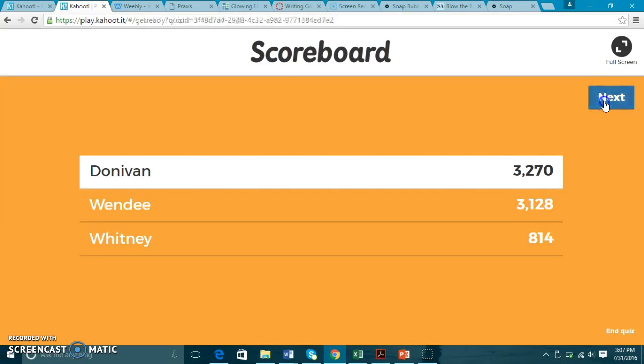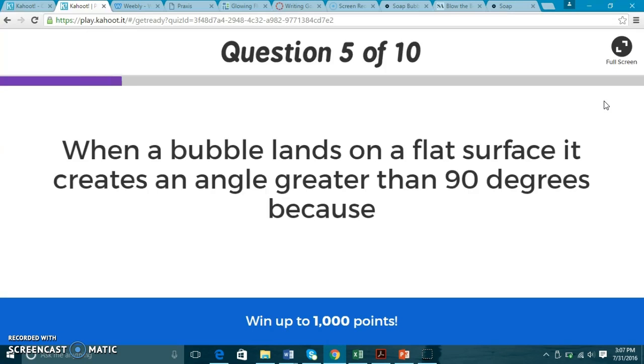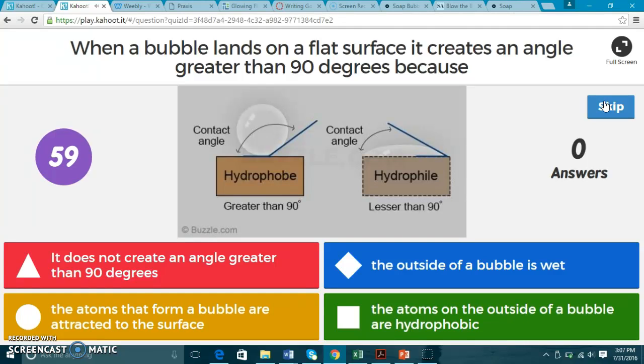There's the leaderboard. Next, when a bubble lands on a flat surface, it creates an angle greater than 90 degrees because, red, it does not create an angle greater than 90 degrees. Blue, the outside of a bubble is wet. Yellow, the atoms that form a bubble are attracted to the surface. Or green, the atoms on the outside of a bubble are hydrophobic.